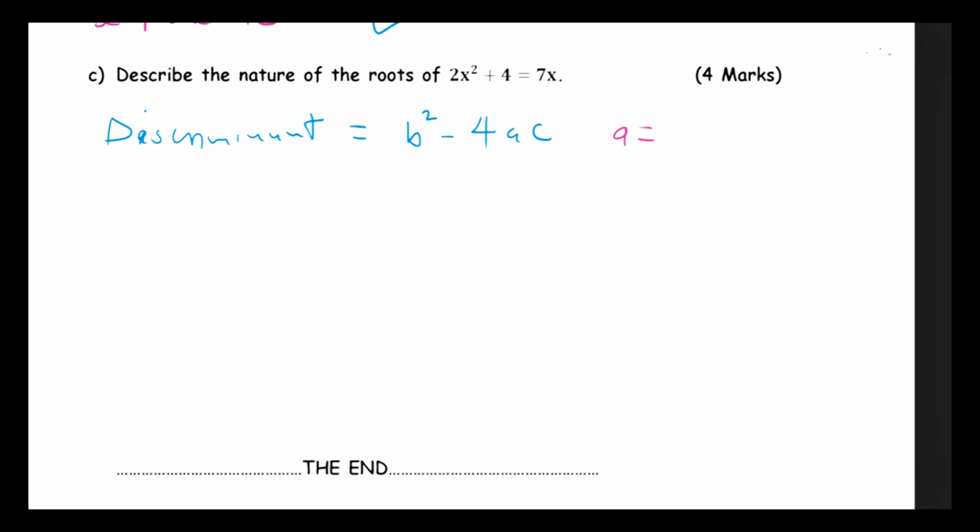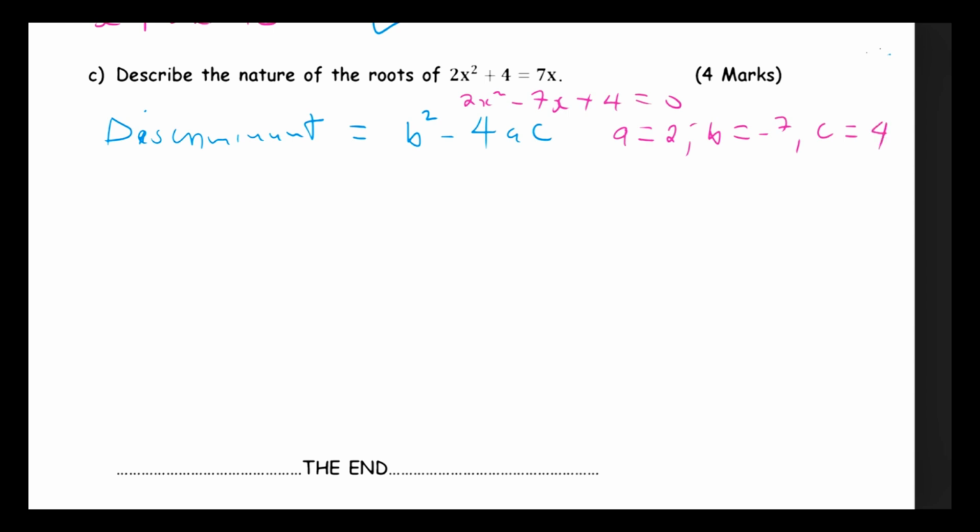and from this equation you can see that a is given by 2, b is given by, you have to rewrite this as 2x squared, then you bring that to the left, it becomes minus 7x plus 4 is equal to 0, so that you can see a, b, and c clearly. So a is 2, b is negative 7, and c is 4, which is positive.